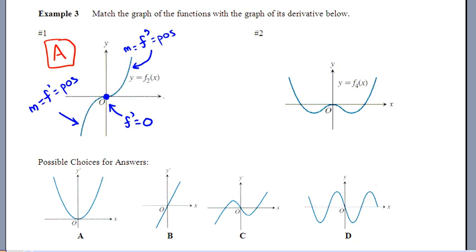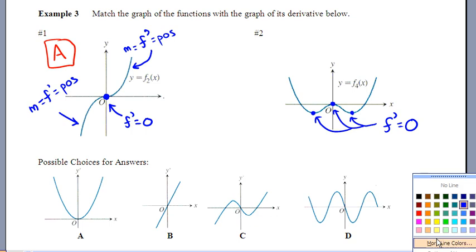Okay, number 2, plan of attack. Let's look for flat spots first. Looks like this graph is flat here, and here, and here. So I'm looking for a possible answer that has zeros recorded at those 3 places. The graph's going to hit the x-axis in those 3 spots.